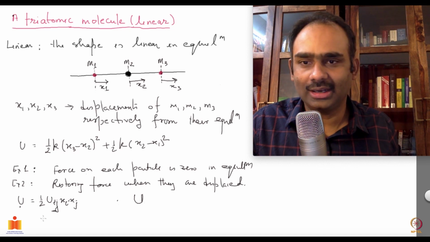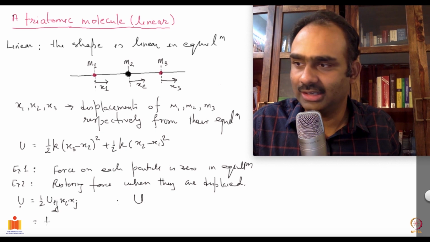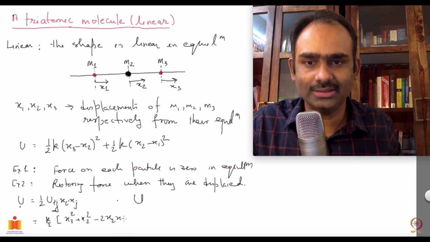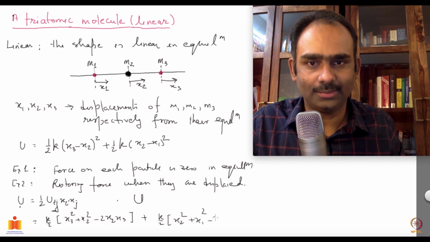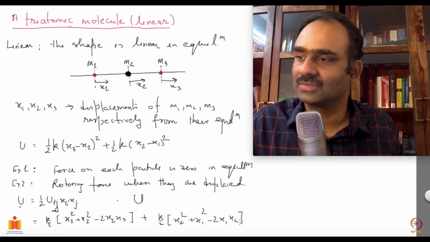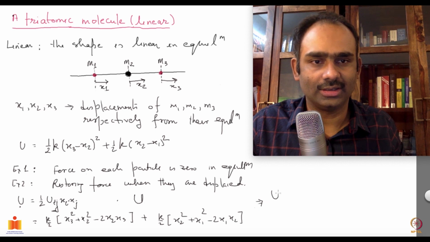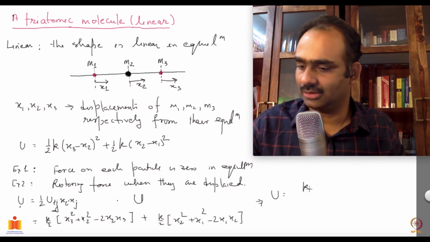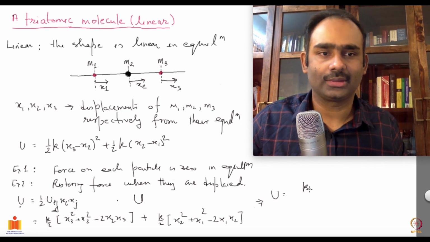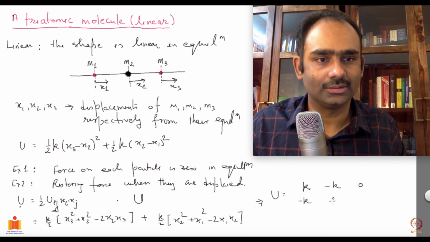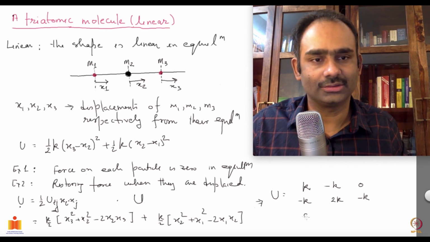So you can write this as K over 2 x3. So I'm just opening up these two squares. X3 square plus x2 square minus 2x2 x3 plus K over 2 x2 square plus x1 square minus 2x1 x2. Correct? Check that this corresponds to the following U. So your U is K, maybe on the next sheet. Will it be better? I think it will be better. Okay, let me write down here itself. K minus K 0 minus K 2K minus K and 0 minus K and K.